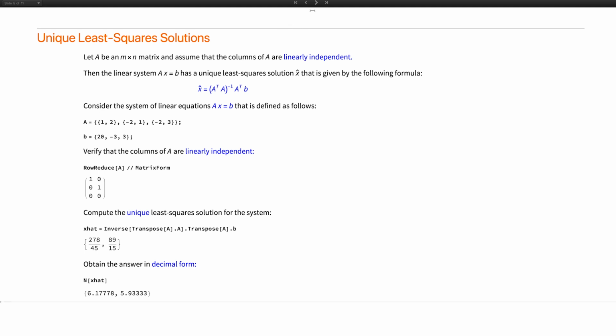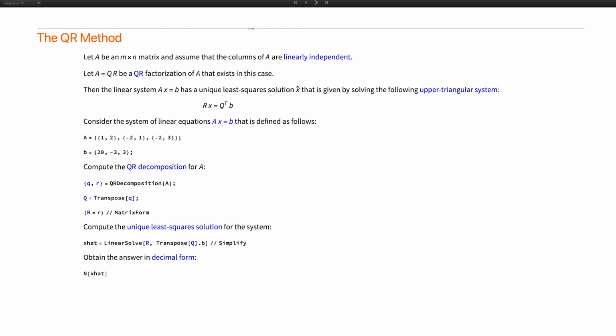Okay, there's a third way of approaching it, and that's to use the QR decomposition. So once again, assume that the columns of A are linearly independent and that you have a QR factorization, which we talked about in the last lesson, for the matrix. Now, of course, this matrix is rectangular, but it does exist in this case. Okay, now if you can do that and find a QR decomposition, then you can reduce the normal equation or whatever to a very simple system over here.